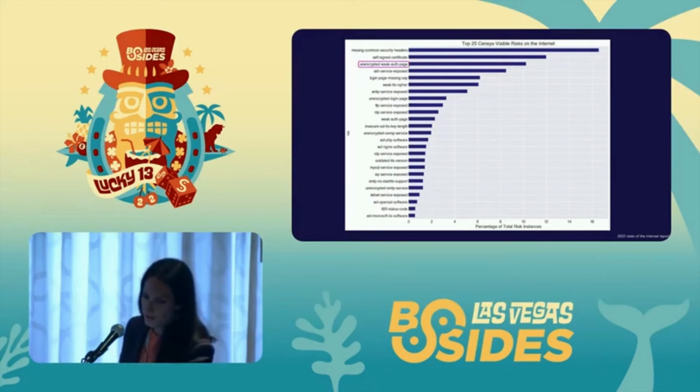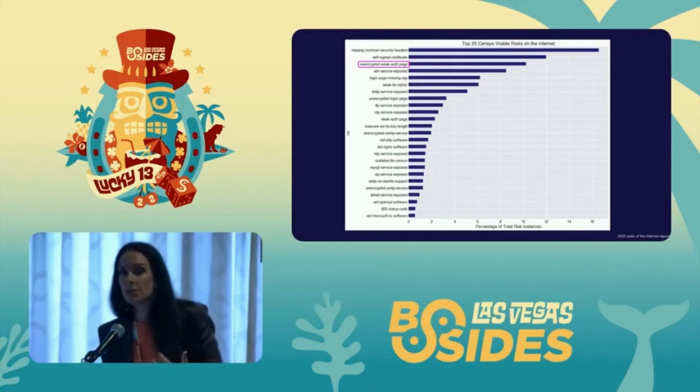unencrypted weak authentication page is a risk I want to talk about. This specifically refers to authentication or login pages that do not use TLS, so everything's transmitted over HTTP, and they use either basic or digest auth. So they're sending credentials over the wire either in plain text or MD5 hashed, which no one should use for security purposes ever. It's like base64 encoding. So really insecure ways to transmit credentials.